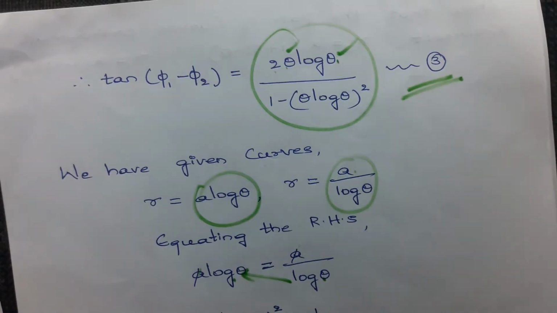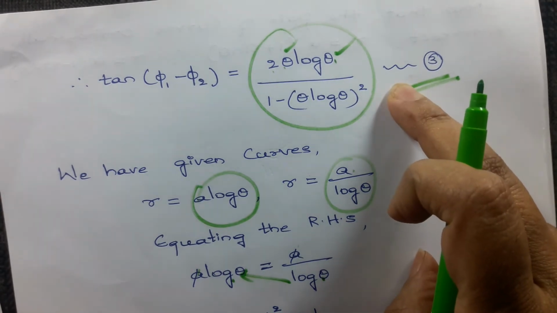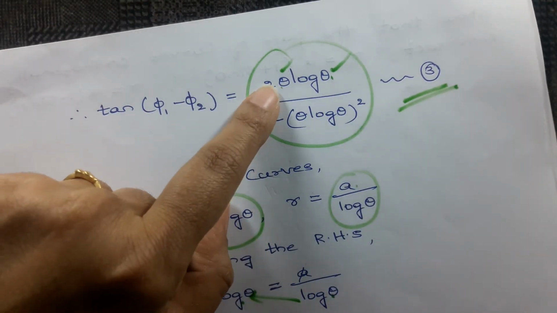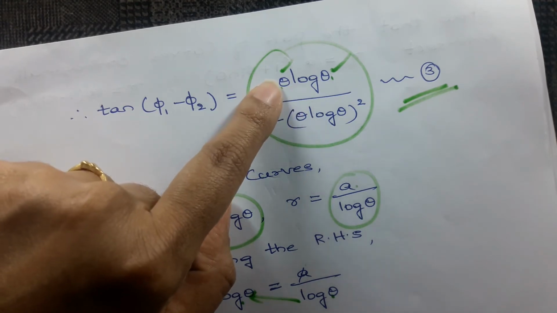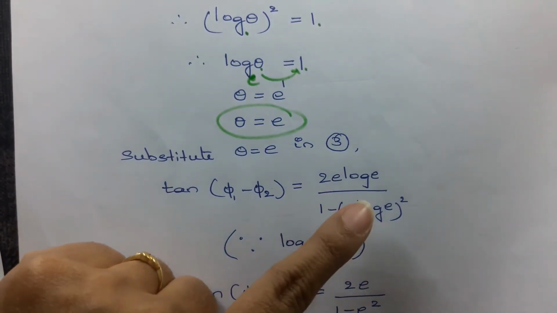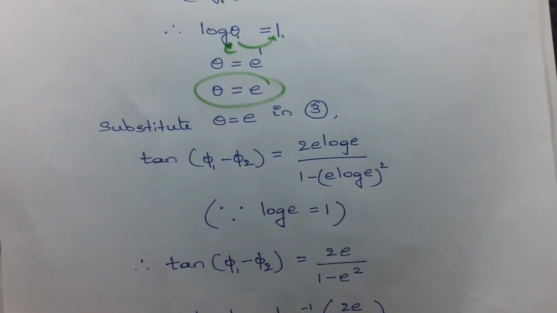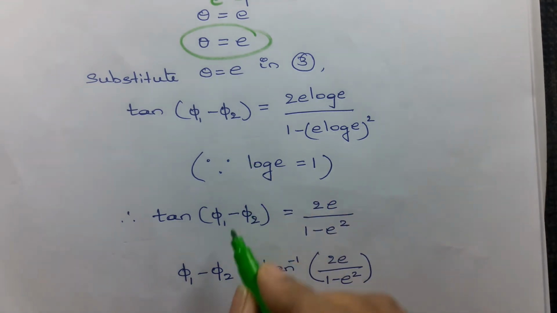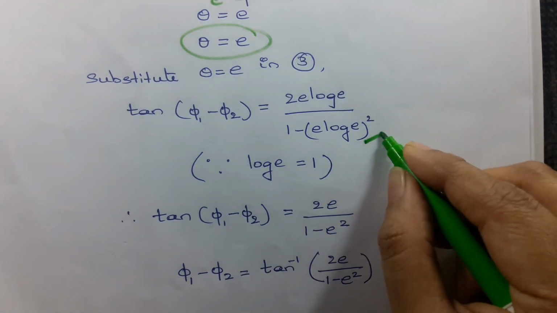What will I do now? I will substitute theta equal to e back into equation 3. So I will get tan of phi 1 minus phi 2 is equal to, look at equation 3, 2 theta log theta over 1 minus (log theta) whole square. The theta value is e. Therefore 2e log e divided by 1 minus (e log e) whole square. So tan of phi 1 minus phi 2 is this expression.